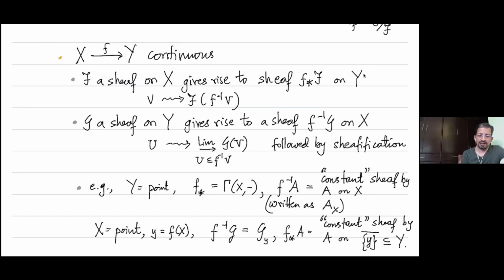So that is like trying to take the smallest V which contains the image of U. And so that's a substitute for that. And when I do that, I'll get a nice pre-sheaf that will immediately follow from the definitions. I have to sheafify it to make it into a sheaf. So that sheaf is called F inverse G.